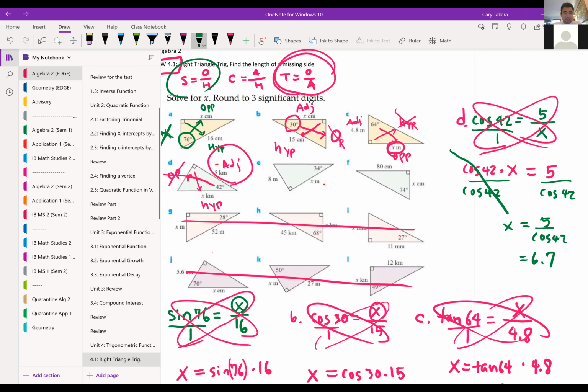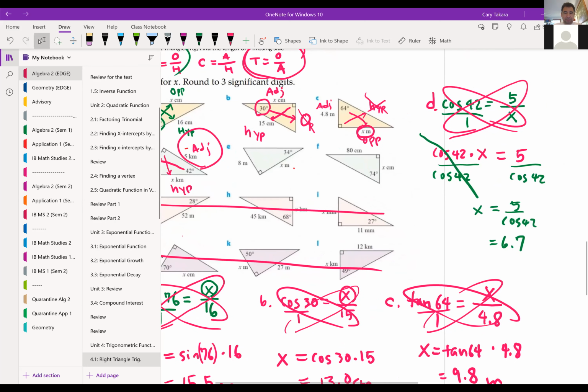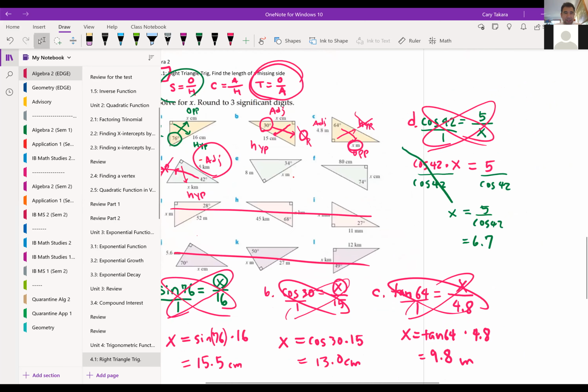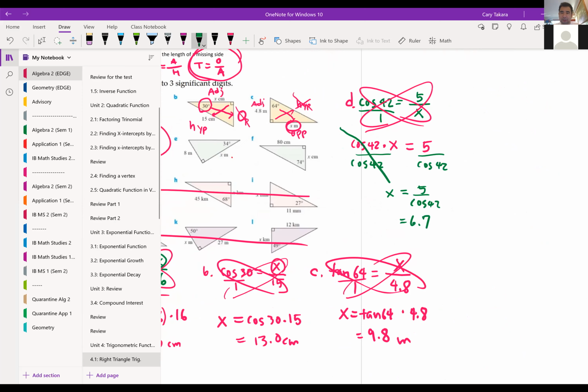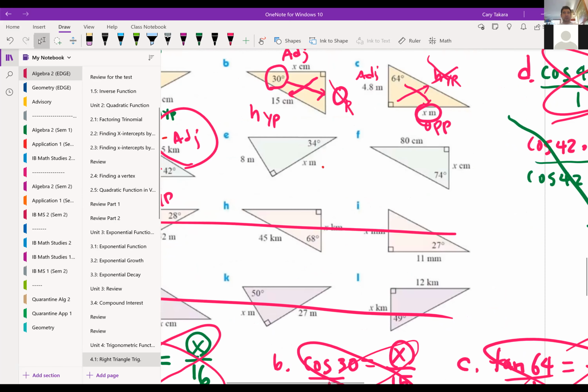Let's just keep going. Maybe some of you are already done, but if you are still going along with me, let's finish this up. So E, I'm going to work on right here. I don't know if you can see the problem, so I'm going to let you work on it. One minute.